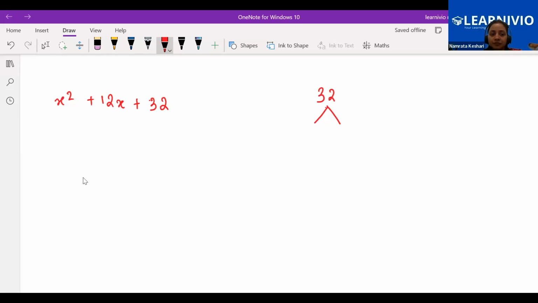The next one is x square plus 3x and then plus 2x. I mean, only 2.